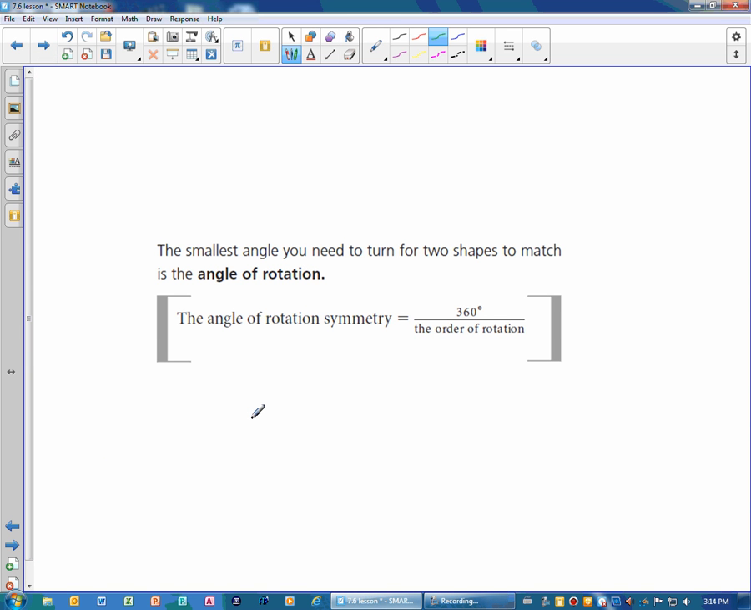Okay, so the smallest angle you need to turn for 2 shapes to match is the angle of rotation, and you calculate the angle of rotational symmetry by taking the order of rotation and dividing 360 by that number. Because remember that if you go the entire way around, you've gone 360 degrees.